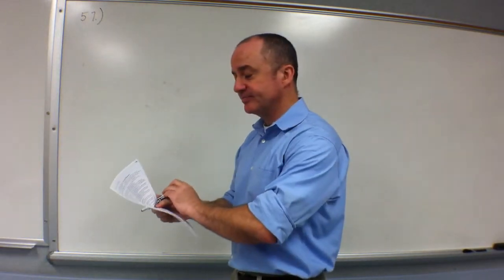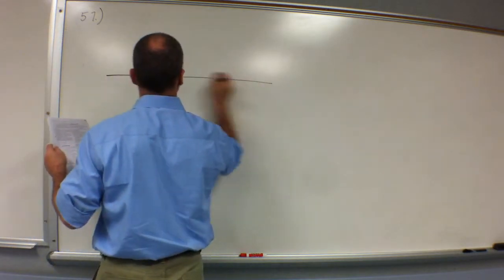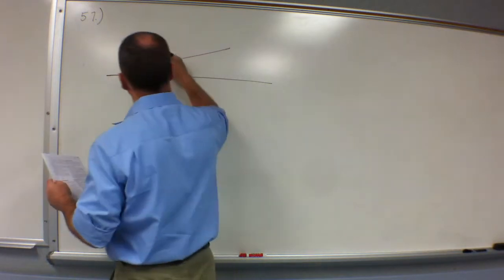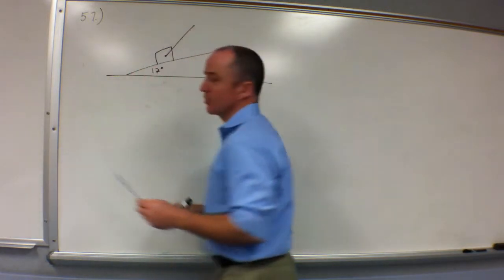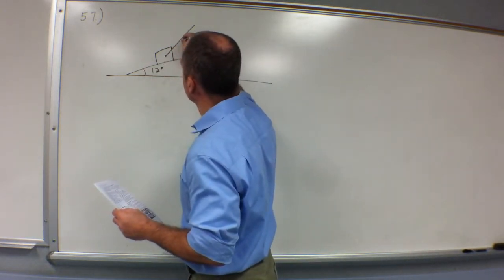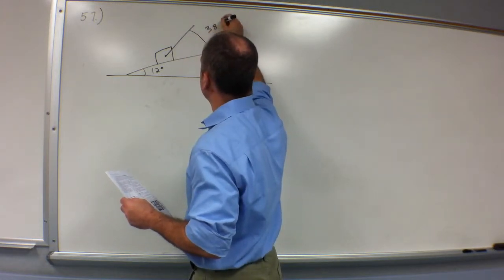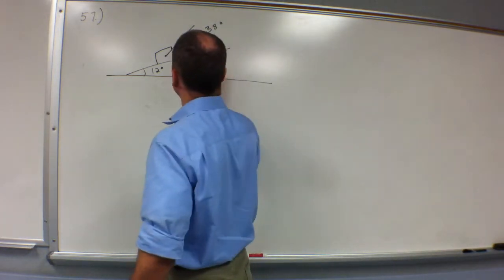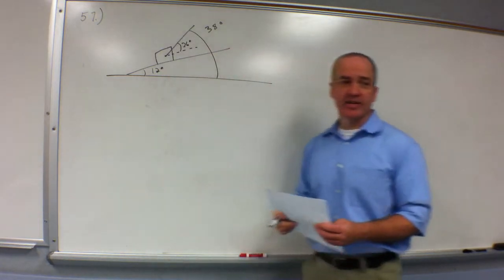Alright, number 57. 57 describes a ramp going up at 12 degrees. There is a box being pulled up the ramp by a rope, but the rope is not going parallel to the ramp. That's a 12-degree angle. Now, they give this total angle here from the rope to the horizontal as 38 degrees. So if that's 38 degrees and this is 12 degrees, 26. There's a 26-degree angle in there.